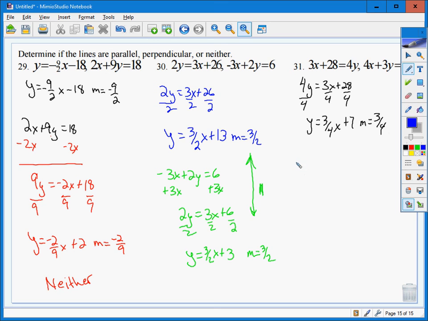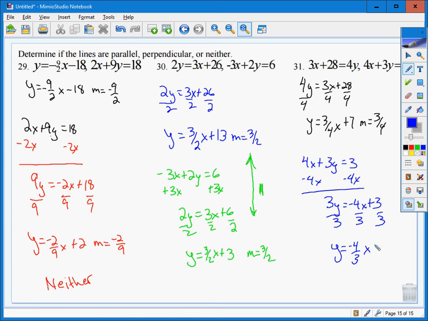My next one says 4x plus 3y equals 3. And getting y by itself, I'm going to subtract the 4x. I now have 3y equals negative 4x plus 3. And I'm going to divide each piece by 3. I have y equals negative 4/3 x plus 1. The slope of this line is negative 4/3. Again, comparing the slopes, I can see that they are opposite reciprocals, so these two would be perpendicular.